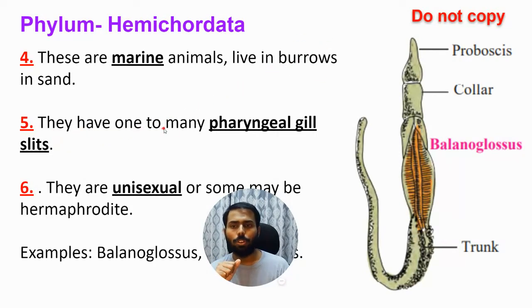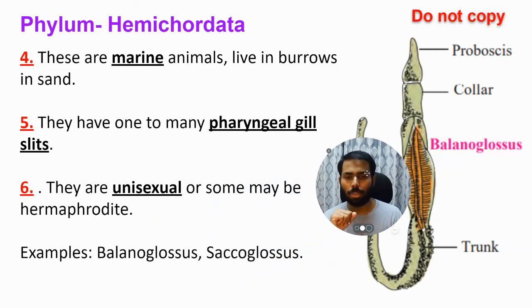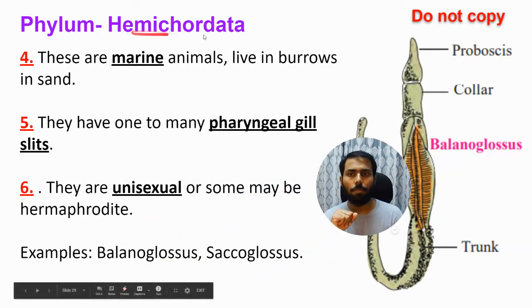They have one to many pharyngeal gill slits. Okay, what are pharyngeal gill slits? We had seen this last learning session. गिल स्लिट्स यानी वो जो शार्क के बाजू में छोटे छोटे कट्स होते हैं, फिर फिश के बाजू में छोटे छोटे कट्स होते हैं, those are called gill slits. Okay, तो इनके पास भी gill slits होंगे. They are unisexual and some of them will be hermaphrodite. Okay, कुछ में या तो सिर्फ एक सेक्स होगा या फिर दोनों मेल एंड फीमेल रिप्रोडक्टिव सिस्टम सेम बॉडी में होंगे. And these are the examples of hemichordates.